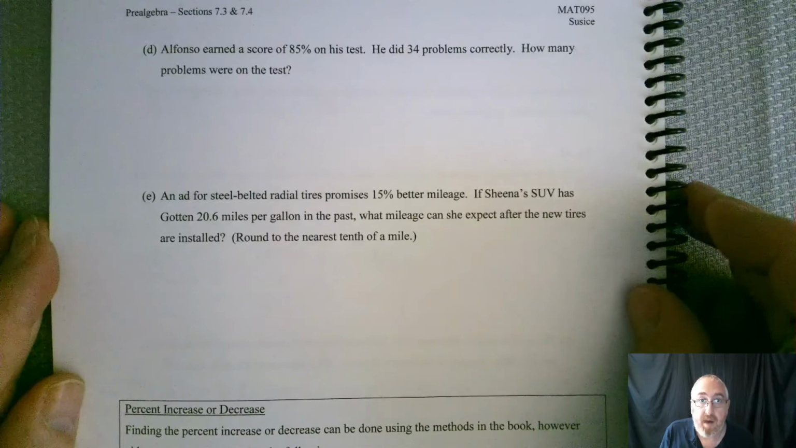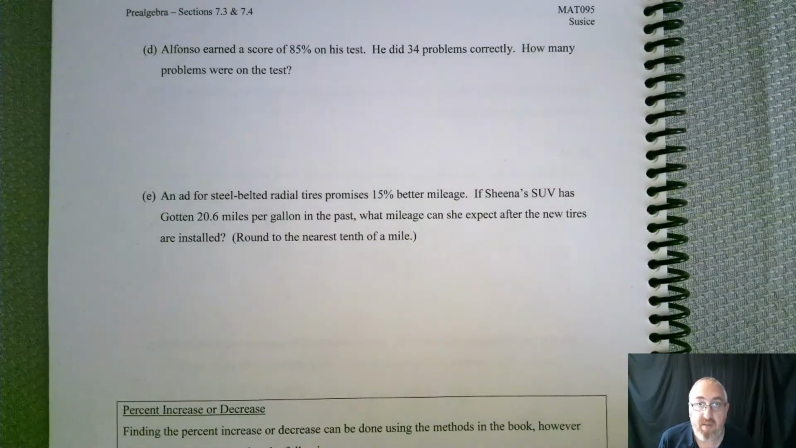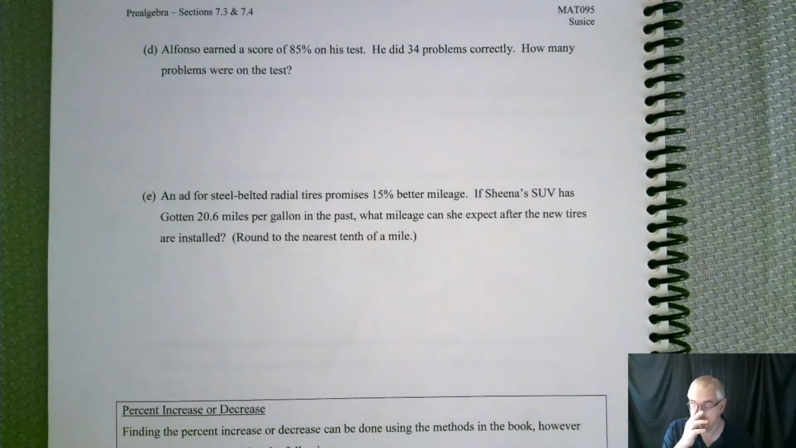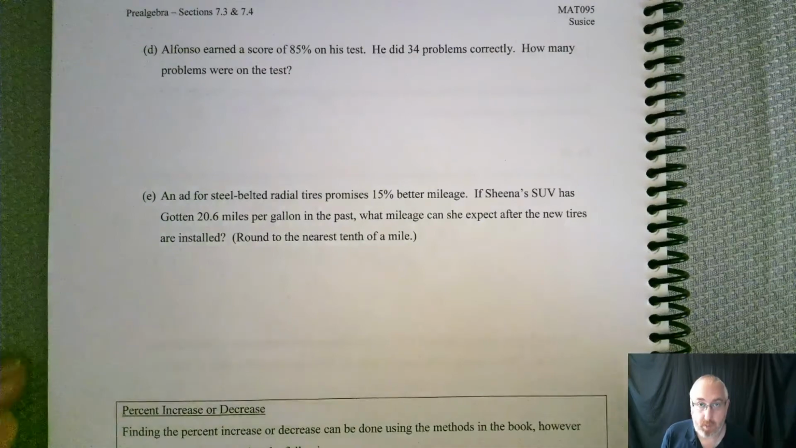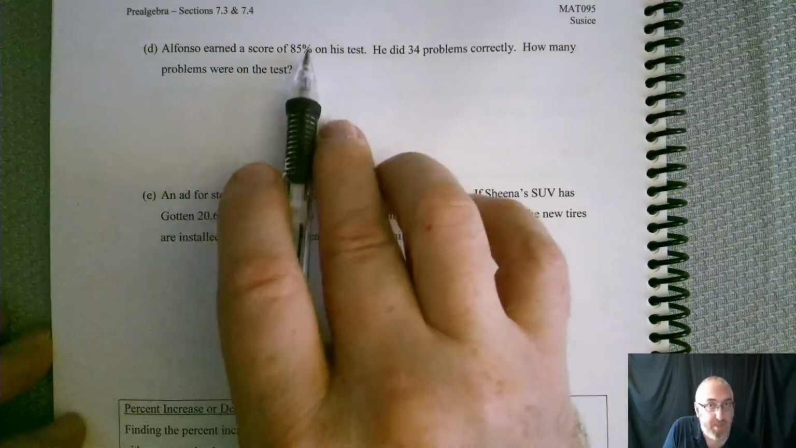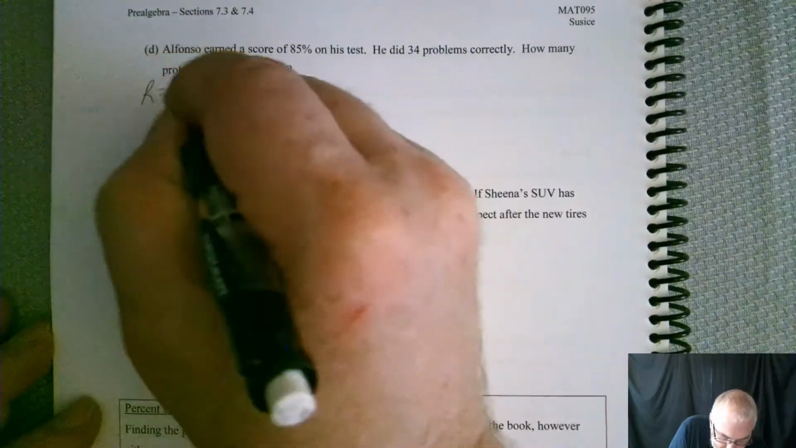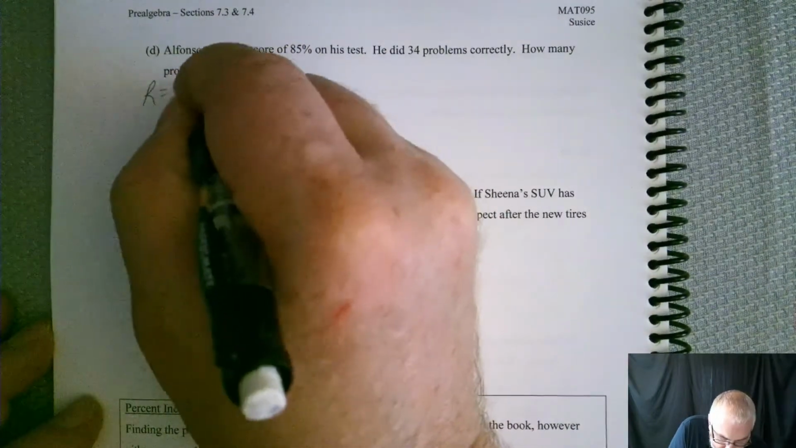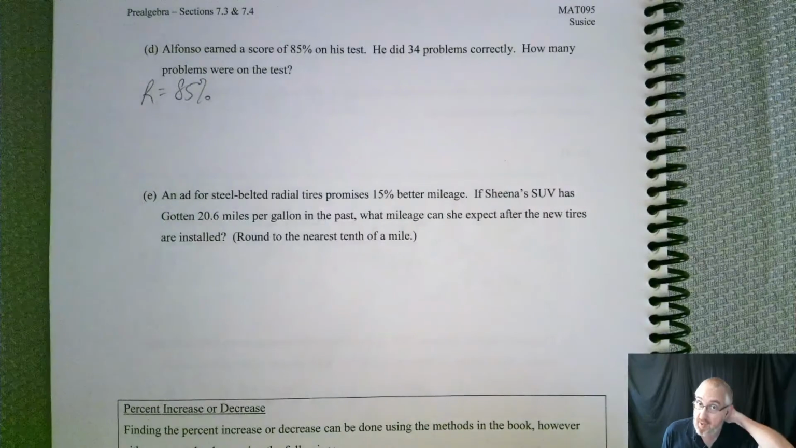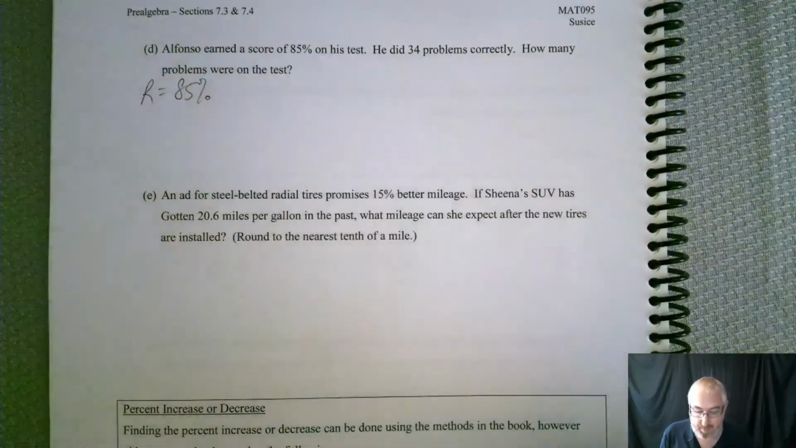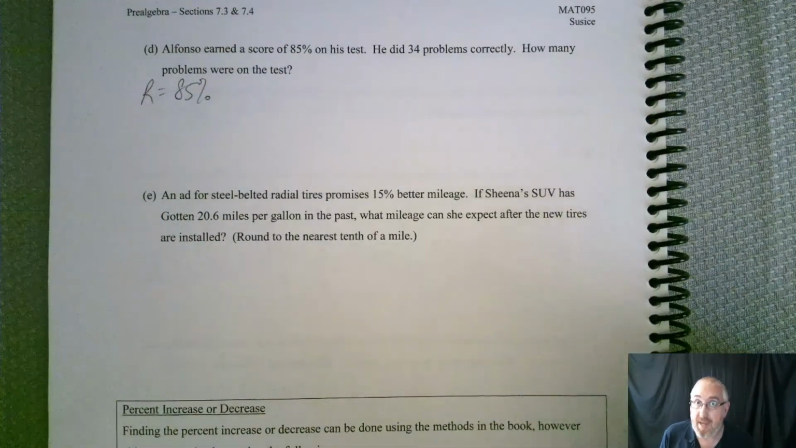All right, so Alfonso earned a score of 85 on his test. He did 34 problems correctly. How many problems were on the test? So, what should we do with this one? Well, that 85% is sticking out like a sore thumb. We know that's going to have to be our R. So 85%. So now the question is what's that 34? Is that the base or is that the part?